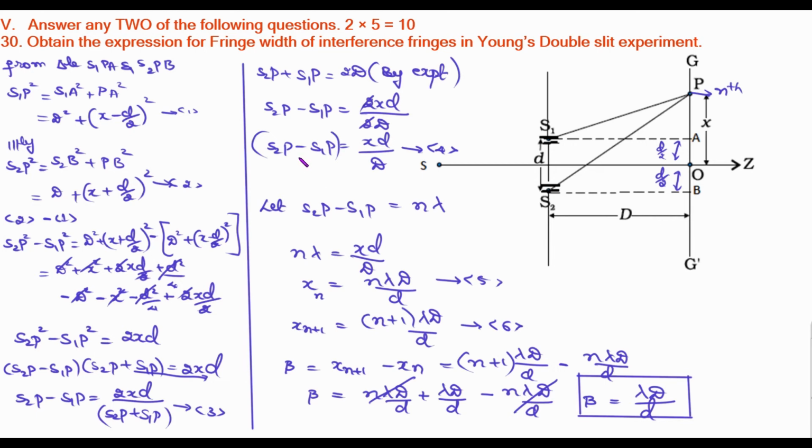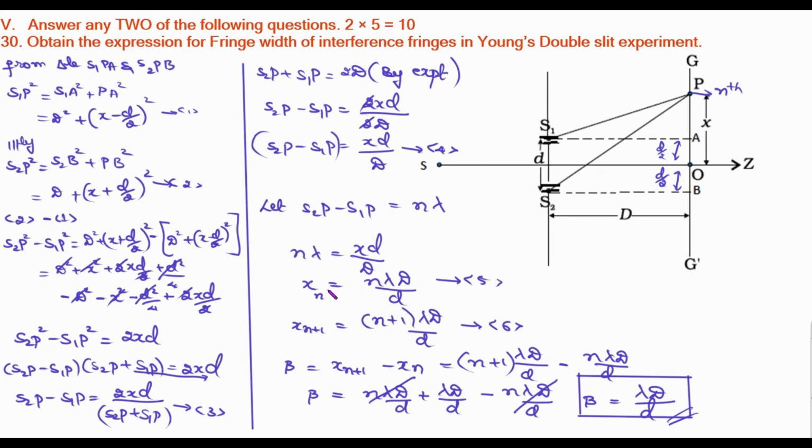So we have two conditions for path difference: in case of a bright fringe and in case of a dark fringe. In case of the bright fringe I have taken it as n lambda. Even if you use the dark fringe case, the fringe width is still lambda D by d. But for easy calculation we have taken the bright fringe. So S2p minus S1p is n lambda. Again, substituting this n lambda here, you will have n lambda is equal to xd divided by D. From this, if you rearrange, x is equal to n lambda D by d.